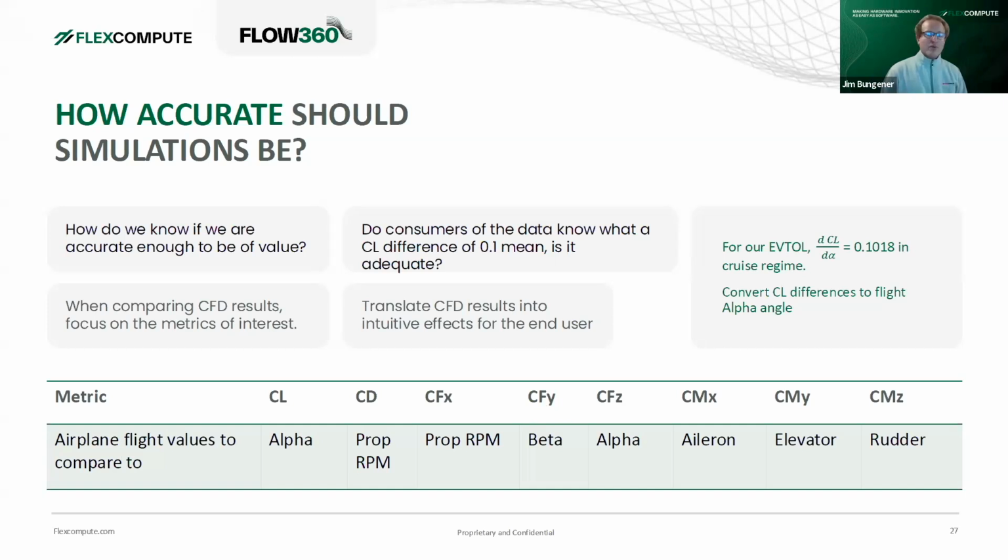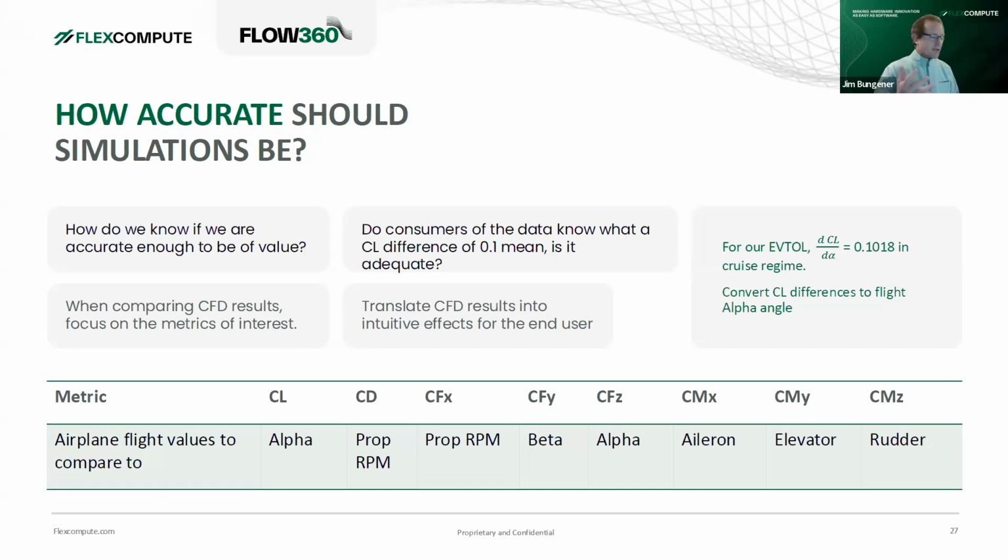Your 3 moments, CMX, CMY, CMZ, you should relate to control surfaces. So for example, for your rolling moment CMX, related to aileron deflection. You need to calculate your dCMX over d aileron deflection derivative, and transform those CMX values into aileron deflections. You could translate it into stick inputs if you're talking to that pilot.